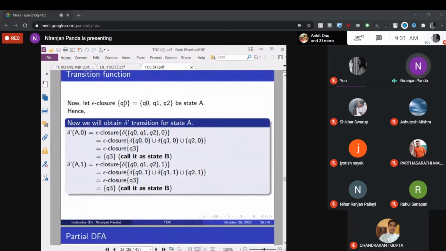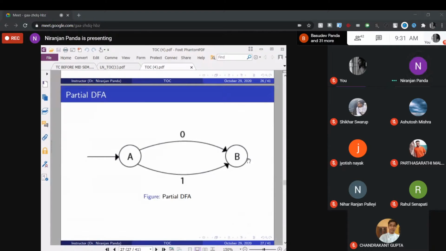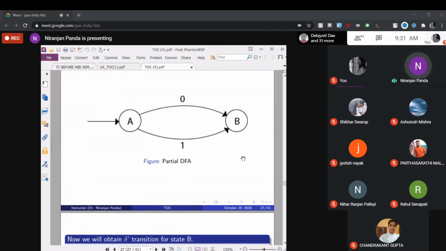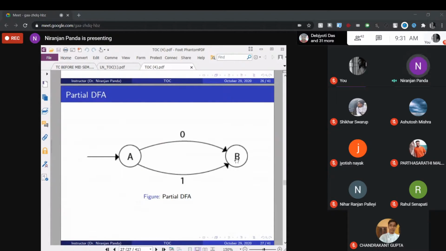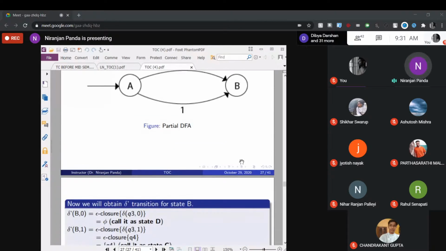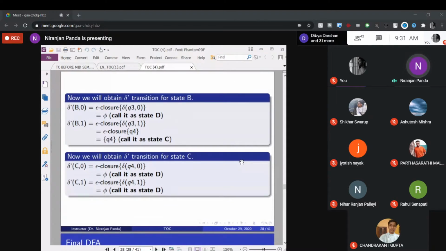The first step over, I got the initial state here. As I told you, the initial state is the epsilon closure of the initial state of the NFA. Then I have gone for the transition of values. I got a new state B. Then again I have to find out the transitions for B. For finding the transitions for B, these are the steps.